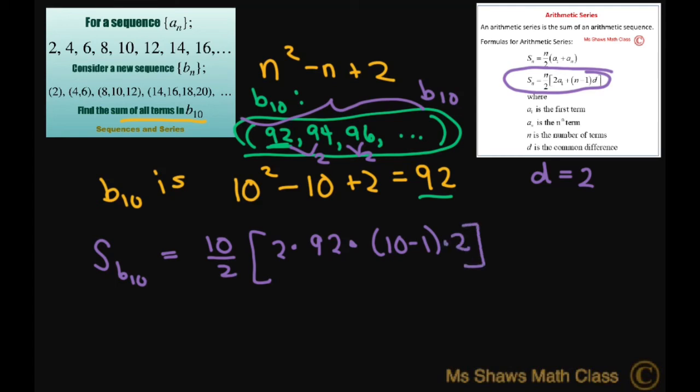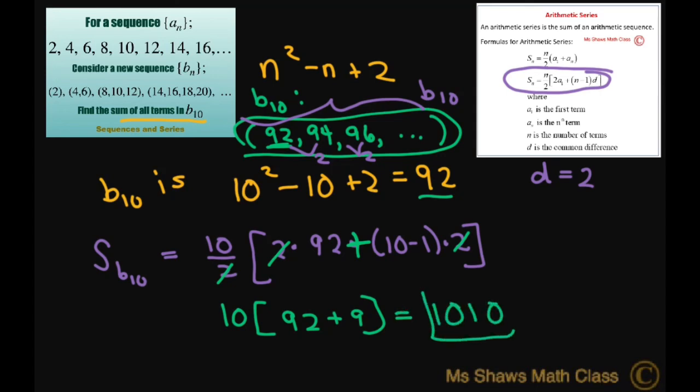So this is going to equal 10 times, let's see, 92 plus 9. Because this 2 will knock these 2 out. This should have been a plus, sorry. All right. So this is going to give you 1,010. And that is your sum.